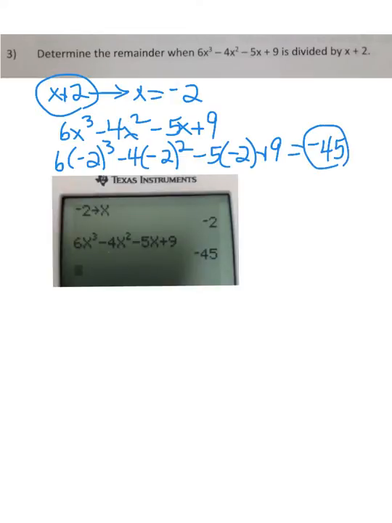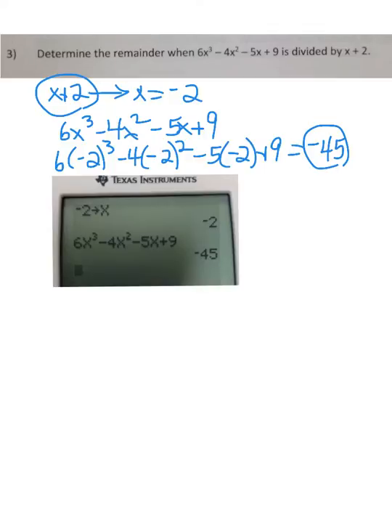The other way you can do it is by plugging it into your calculator. If you look here, you can store negative 2 as x. Make sure that you hit enter and see this on the right-hand side of your screen. Then type in the polynomial, and there's your remainder right there. Honestly, that's probably even a better way to do it.